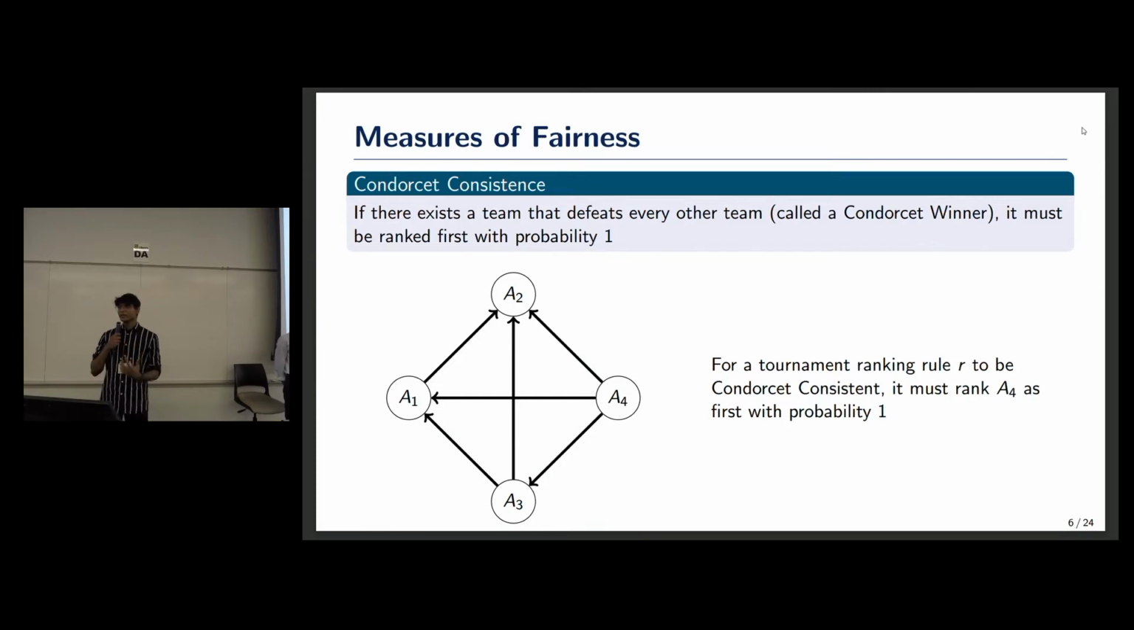For a tournament ranking rule to make sense, we'd like it to satisfy certain measures of fairness. And one such measure of fairness is called Condorcet consistency. And it's defined as follows. If there exists a team that defeats every other team, and such a team is called a Condorcet winner, that team must be ranked first with probability 1. So for example here, team A4 defeats every other team, so it's a Condorcet winner. And for R to be a Condorcet consistent tournament ranking rule, it must rank A4 as first with probability 1.